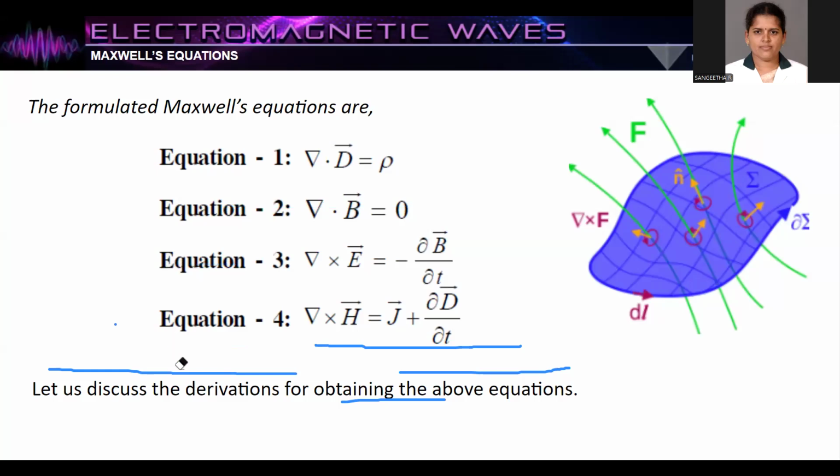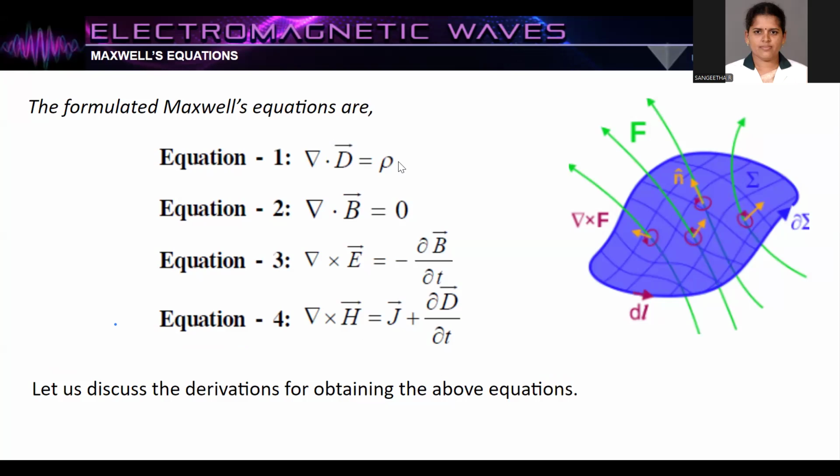So the four Maxwell's equations are del dot D is equal to rho, del dot B is equal to 0, del cross E vector is equal to minus dou B vector by dou t, and del cross H vector is equal to J vector plus dou D vector by dou t. These are all the four Maxwell's equations.